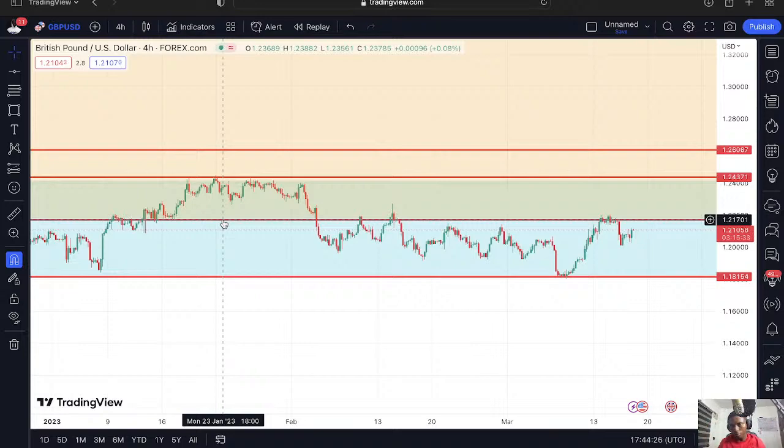Okay, so as you can see now, what we are going to do here is to wait to see the market experience a breakout from either of these regions that we've mapped out.